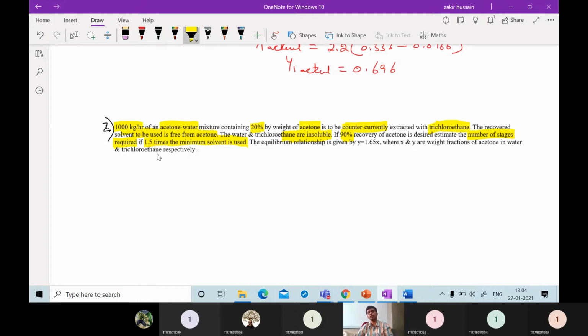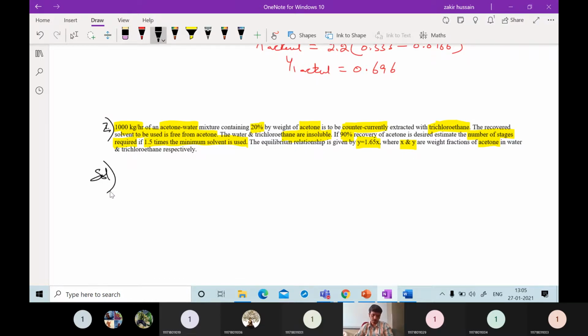So the actual solvent ratio, A by B actual, is equal to 1.5 times A by B minimum. That's the meaning of this statement. Then the equilibrium relationship is given by y equal to 1.65x. There is no data here, so we have to assume some x values and calculate the y values, where small x and small y are the weight fractions of acetone in water and trichloroethane respectively. We want weight ratios or mass ratios.